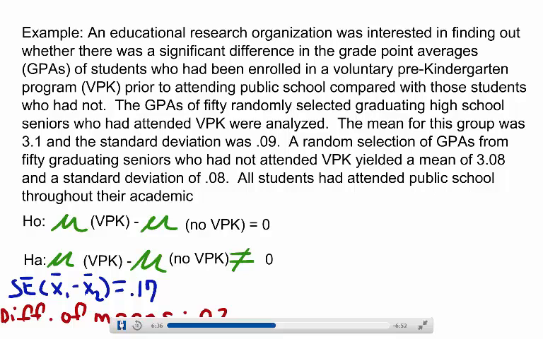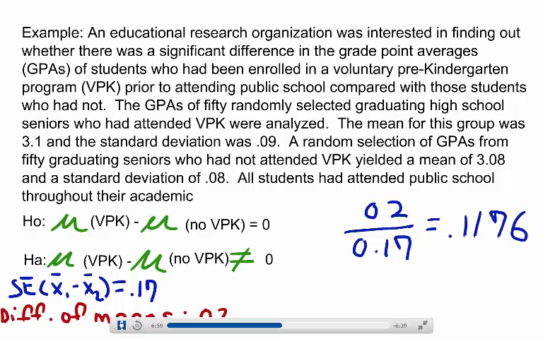Next, we'll find our value for t, and that is given by 0.02 divided by 0.17. If you use this method of calculation, when you get your result of 0.1176, you'll also need to move your decimal one place to the right. This will yield a t-value of 1.176.